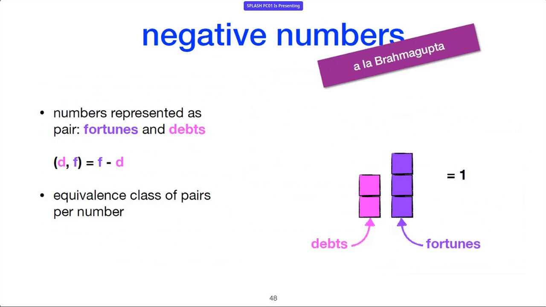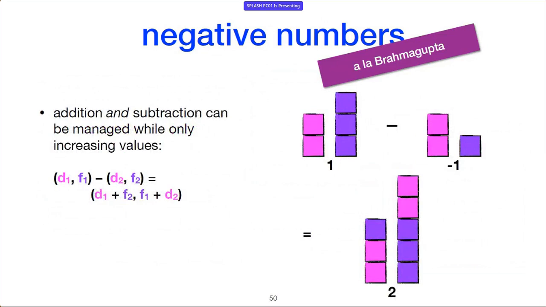But the nice thing when I'm using fortunes and debts is that I can also represent negative numbers. This is how we represent negative numbers. If I have more debts than fortunes, I'm in debt. What's a negative number? And now I can do subtraction using just addition, effectively. If I want to do 1 minus -1, I just swap the debts and fortunes of -1 and add them to 1. And so I get a new number here that represents 2, which is exactly what I should be getting. This is how I can do subtraction using just addition.